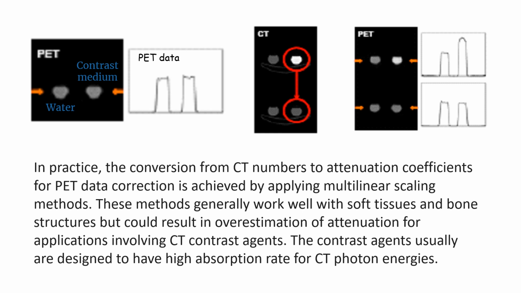Using contrast-enhanced CT in practice, the conversion from CT numbers to attenuation coefficients for PET data correction is achieved by applying multilinear scaling methods. These methods generally work well with soft tissue and also for bone structures, but could result in overestimation of attenuation for applications involving CT contrast agents, as the contrast agents usually are designed to have a high absorption rate for CT photon energies.